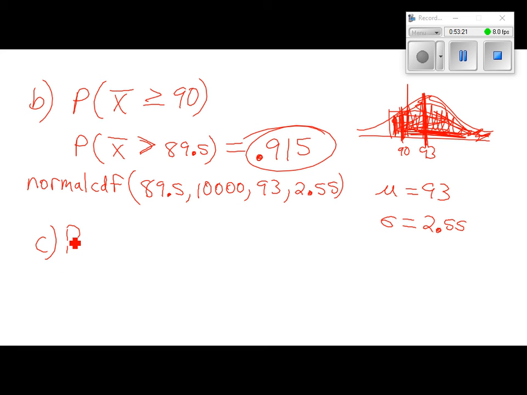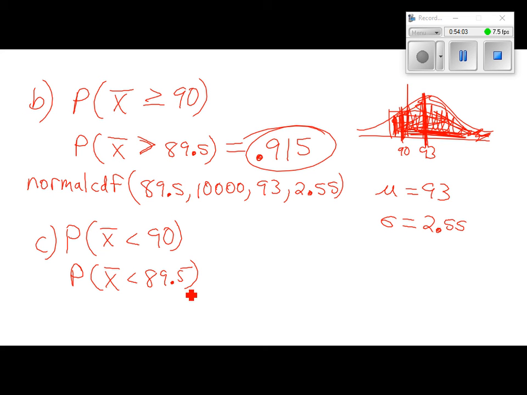Part C, probability that fewer than 90 people say they use the internet. Fewer than 90 people, so now we use 90. So now we want less than 90. Now be careful again. We want less than 90, so are we including 90? No. If we go up to 90.5, that would be including 90, wouldn't it? So we go to 89.5, and we change this to less than 89.5.